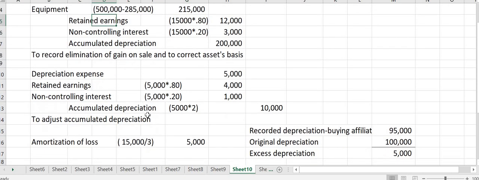Okay? Also, the entry to adjust accumulated depreciation, di ba? We have annual amortization of loss of 5,000. So, we'll be crediting accumulated depreciation na for 10,000. Then, yung amortization for the current year, we'll debit it to depreciation expense. And then, yung sa previous year, yung sa year 2020, we'll debit it to retained earnings and non-controlling interest. Okay?